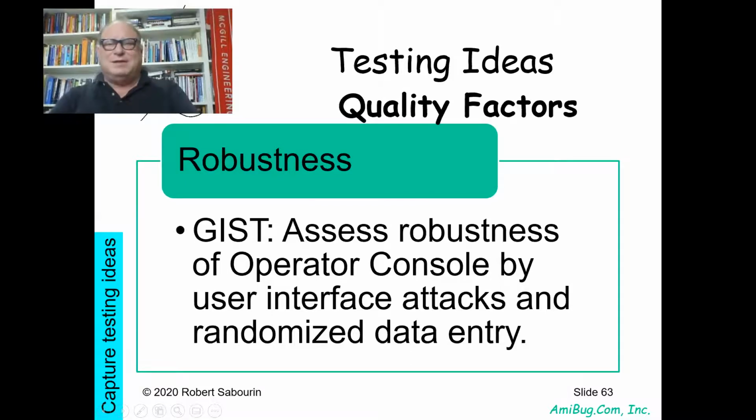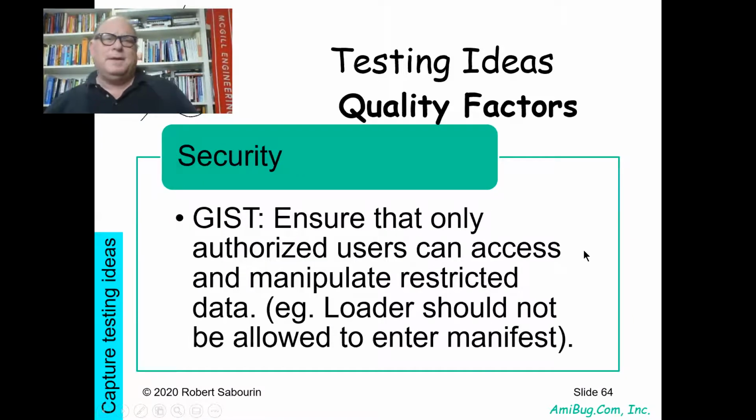Robustness. Assess robustness by operator console user interface attacks and randomized data entry. What you're going to do here is simulate a hacker. You might create what's called a chaos monkey, a tool that simulates random keystrokes or something like that. You want to see, is it robust? Can someone cause some sort of havoc by introducing weird sequences of operations? Pressing buttons all over the place.